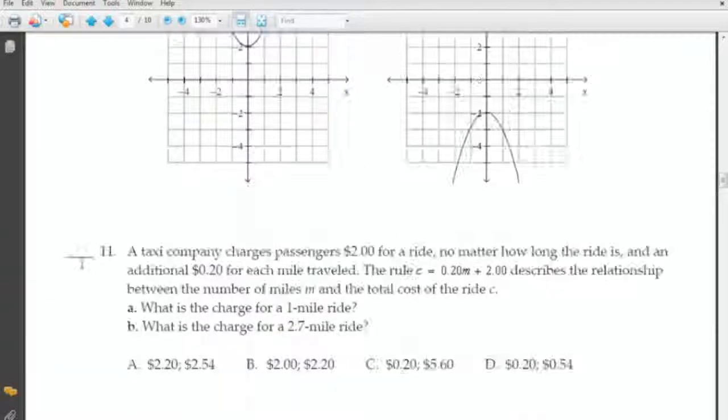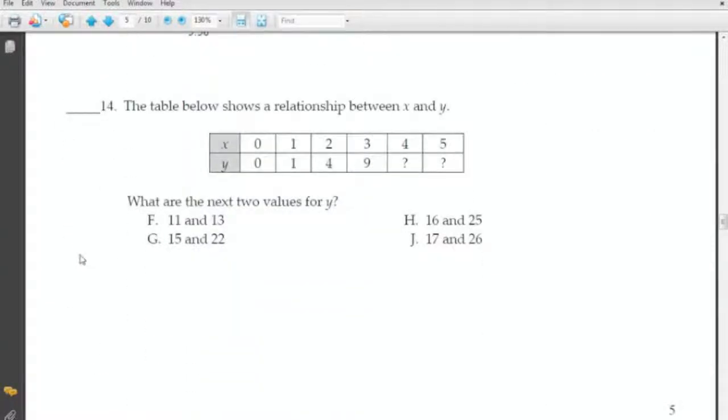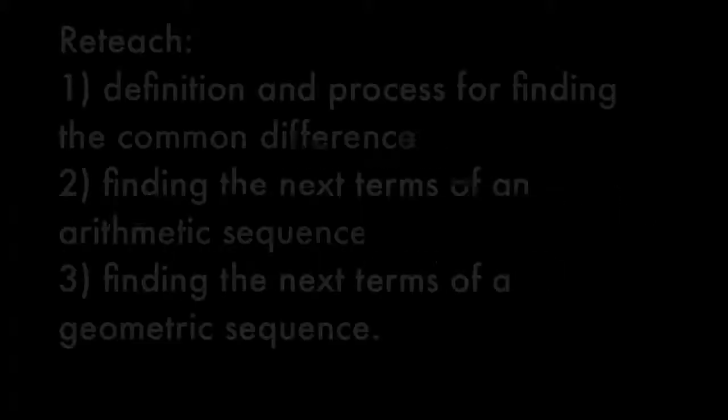Finally, question number 14 asks students to find the next 2 terms in the sequence. Only this time the sequence is geometric instead of arithmetic. And you might recognize the y terms as the x term squared. 2 squared is 4, 3 squared is 9, 4 squared would be 16, 5 squared would be 25. So we need to be sure to include geometric sequences in our reteaching plan as well.